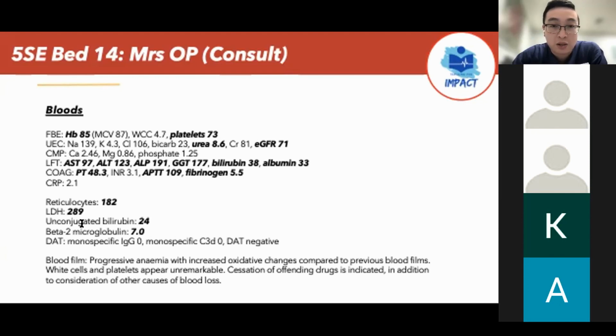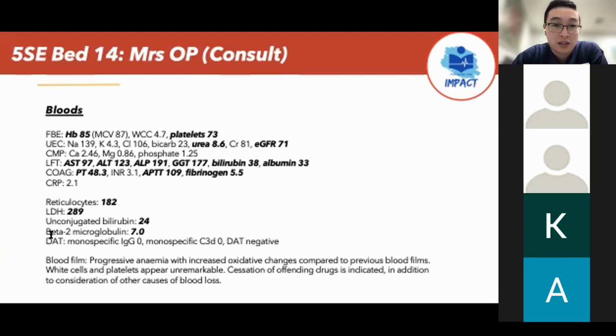I didn't include the haptoglobin, but the haptoglobin was decreased. So decreased haptoglobin, increased unconjugated bilirubin, increased LDH speaks to a positive hemolytic screen. So the patient is hemolyzing. That is the cause of the patient's anemia.